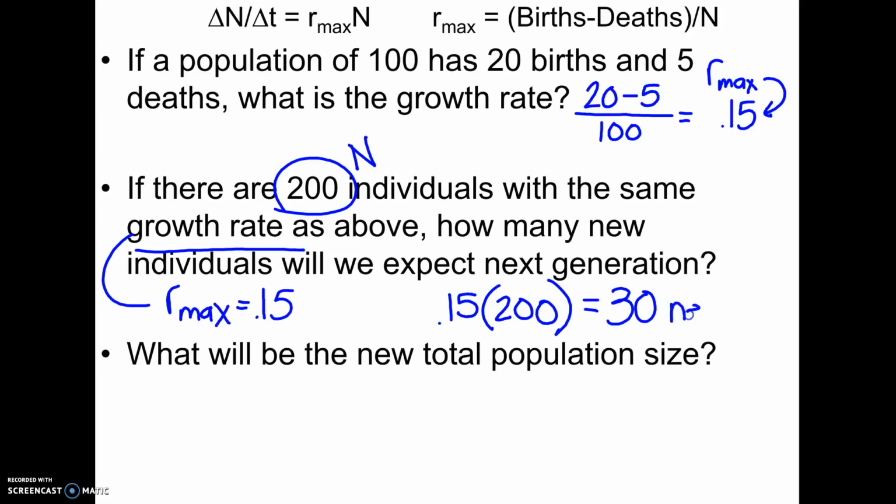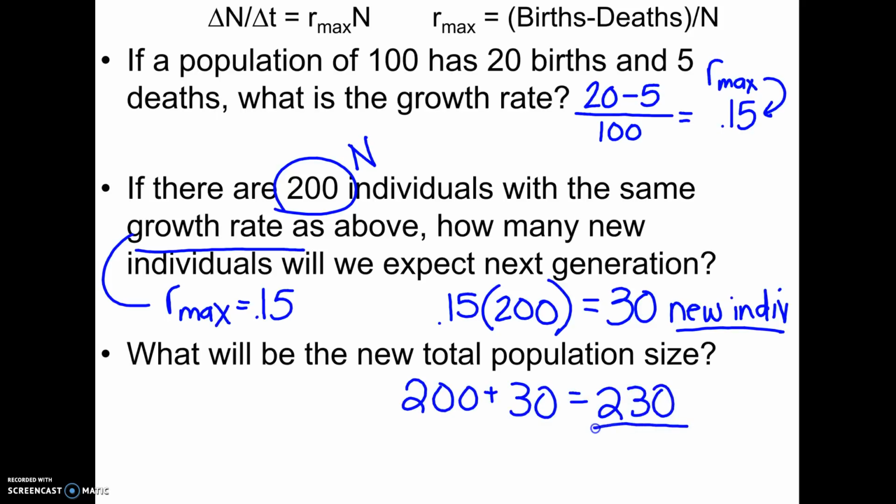That means you're going to have 30 new individuals. That's going to be the net growth. In other words, the new population size would be 200 plus those additional 30, or 230.